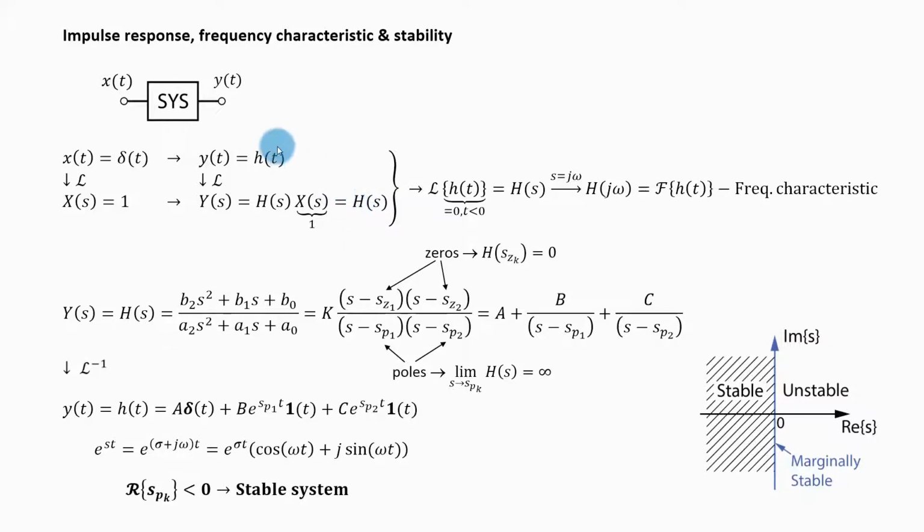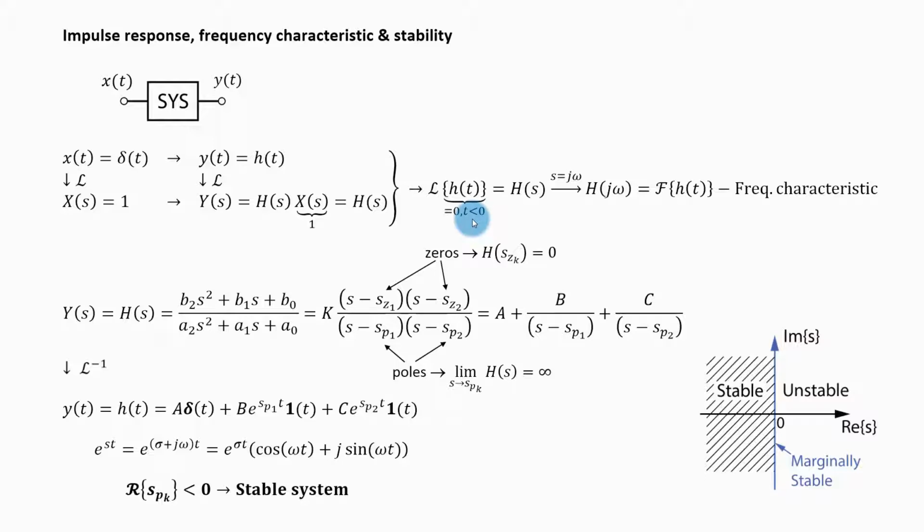Therefore, the Laplace image of the impulse response must be the transfer function. Moreover, a real-world system will not output any non-zero values before this Dirac delta function arrives at its input at time 0. So this impulse response is 0 for negative time.